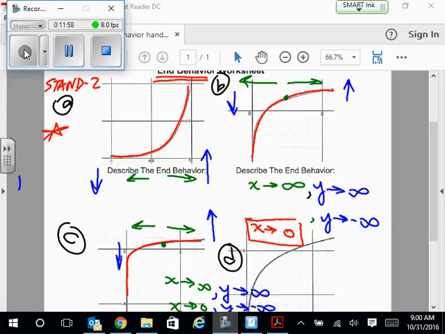Problem A. Let's see who got lucky. Well, we know if I did the green over here, no big deal. I can see the green goes to the infinity. The blue is going up. That looks good so far.